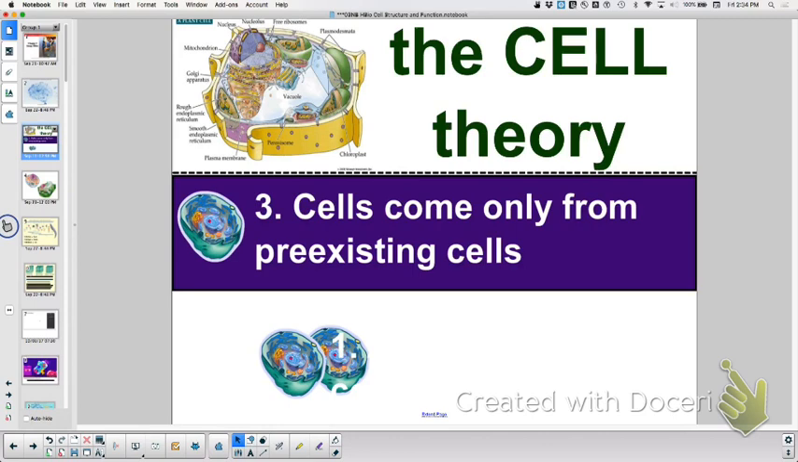The other thing we need to remember is that cells need to be what? Small. Why, you ought to be able to answer this. Why must cells be small? You need a large surface area per volume.